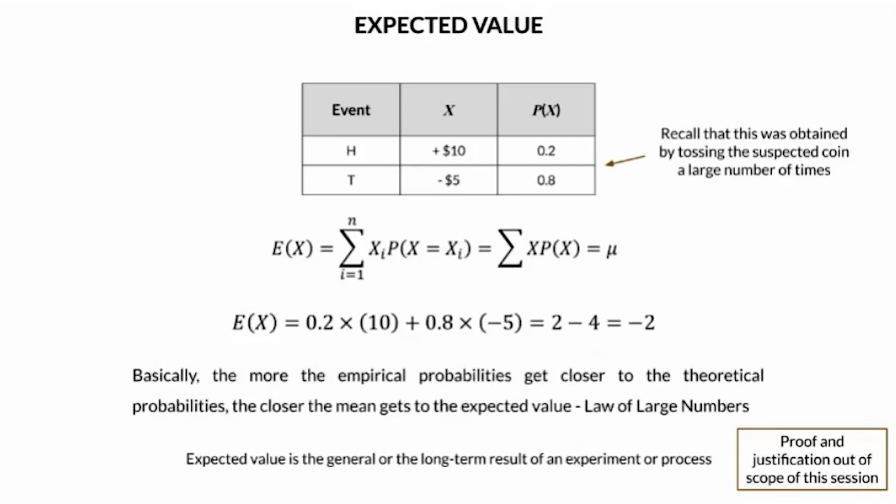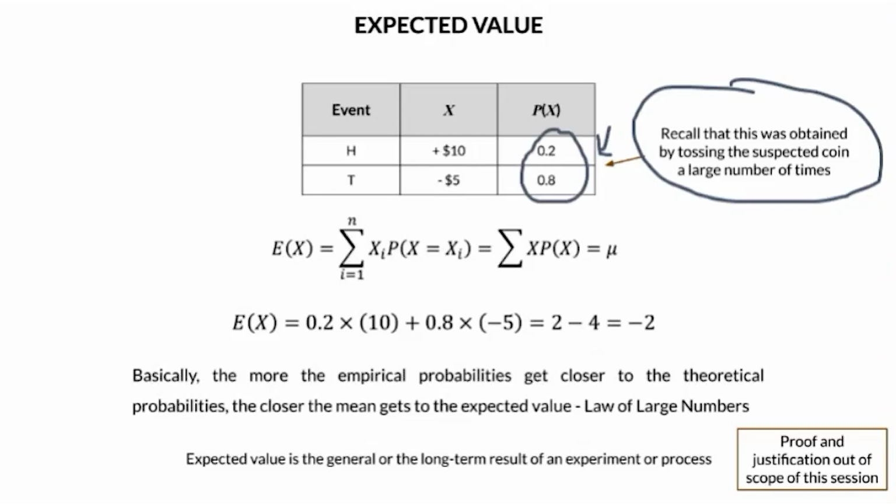So what did we do? If you remember initially, these probabilities 0.2 and 0.8, we estimated that these are the theoretical probabilities of tossing the coin. How did we do that? We just tossed the coin a number of times. Rather than having somebody go and play the game, we just took the coin and tossed it a large number of times. From that, we estimated the theoretical probabilities to be 0.2 and 0.8 for winning and losing respectively. This is where the notion of expected value comes in.